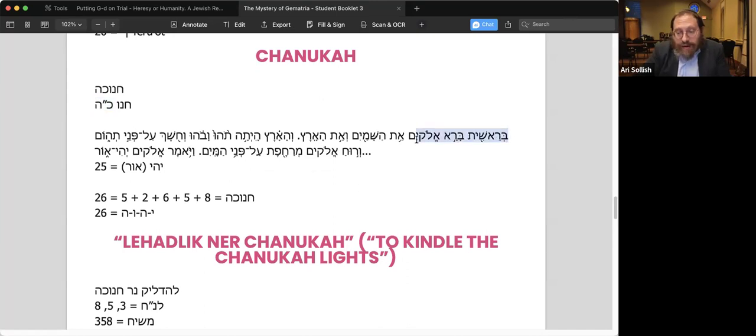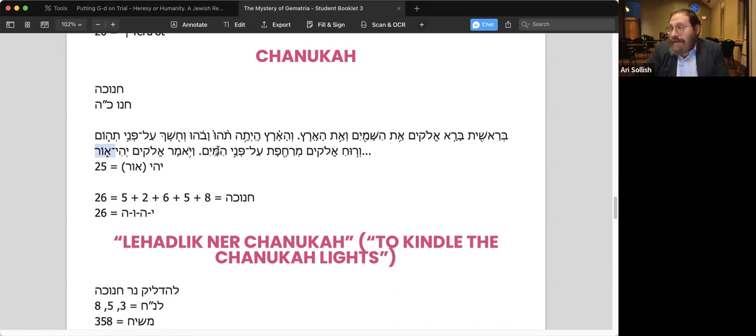Bereshit, bara Elokim, that's 3. Eit hashamayim ve'eit haaretz, that's 7. I'm going to lose track now. Ba'aretz, 8. Haita, 9. Tohu, 10. Uvo, 11. B'choshech, 12. Al, 13. Pnei, 14. Tehom, 15. Beruach, 16. Elokim, 17. Merachefet, 18. Al, 19. Pnei, 20. Hamayim, 21. Vayomer, 22. Elokim, 23. Yehi, 24. Ar, 25. The 25th word of the Torah is Ar.